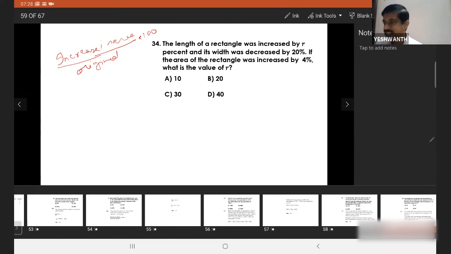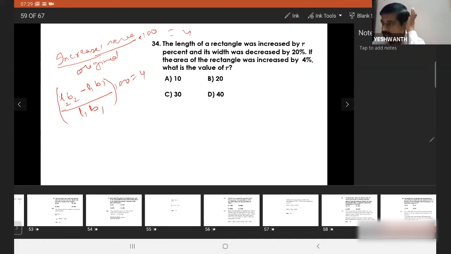Length of rectangle is increased by R percentage. Okay, R percentage means what? It is original length and its width decreases by 20%. So if the area is increased by 4%, means this is 4 we gave. Length 2 into breadth 2 minus length 1 into breadth 1 by original is L1 B1 into 100 equal to 4 he gave.